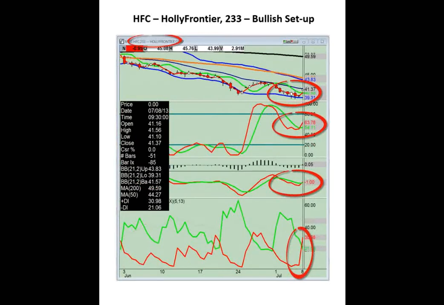Here's an example of a bullish setup. It's a different stock. This is Holly Frontier. It's an oil stock. And you can see right here, I know that it's on the 233 and I know the company name because it tells me right here. Okay, HFC, 233 time frame, Holly Frontier.